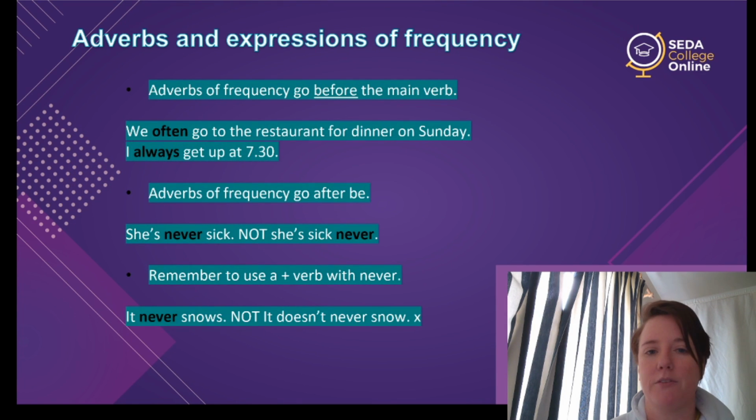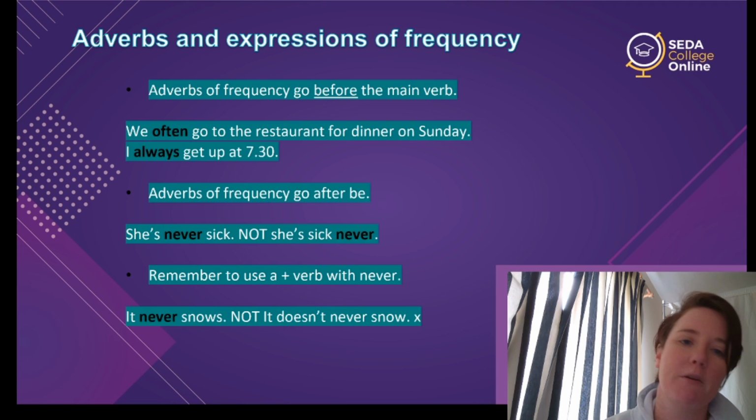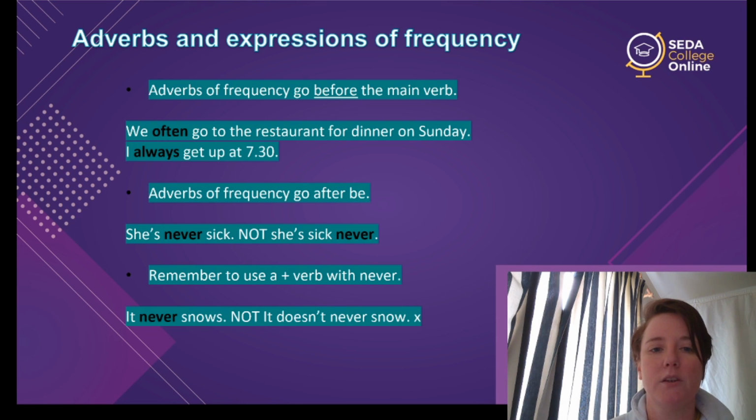Now, adverbs of frequency go before the main verb. We often go. Often is the adverb of frequency. Go is the main verb, and we use the adverb of frequency before. We often go to the restaurant for dinner on Sunday. Guys, don't say we go often to the restaurant for dinner.